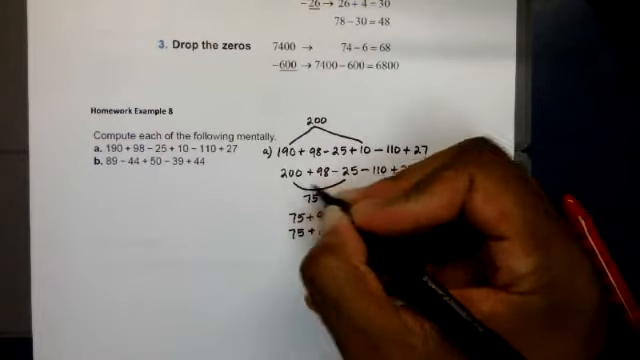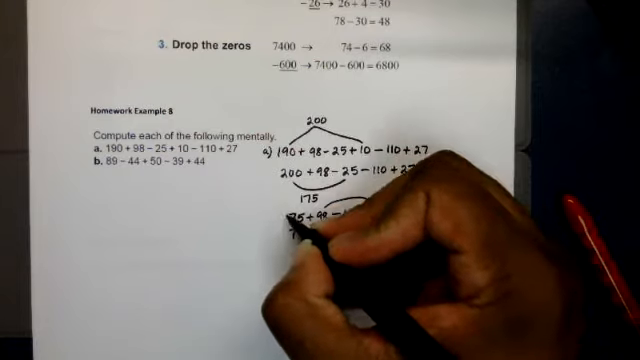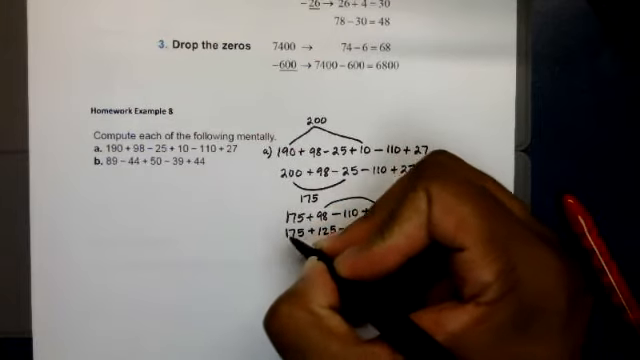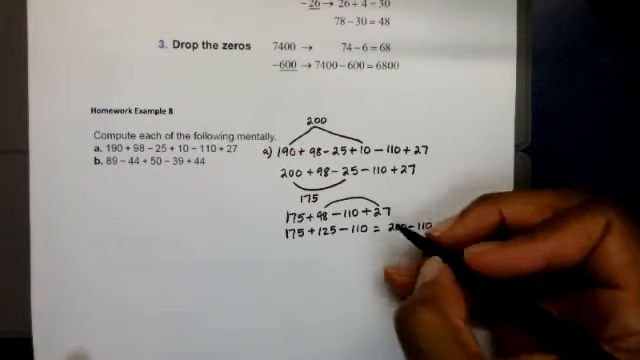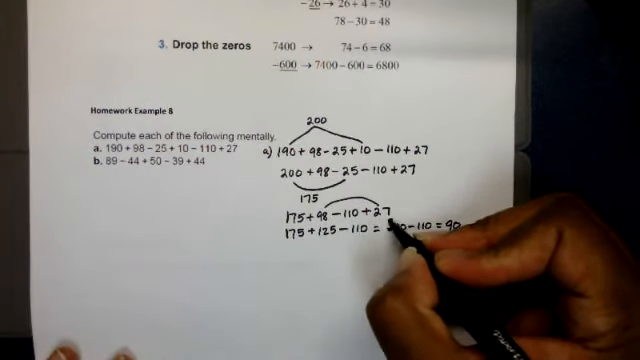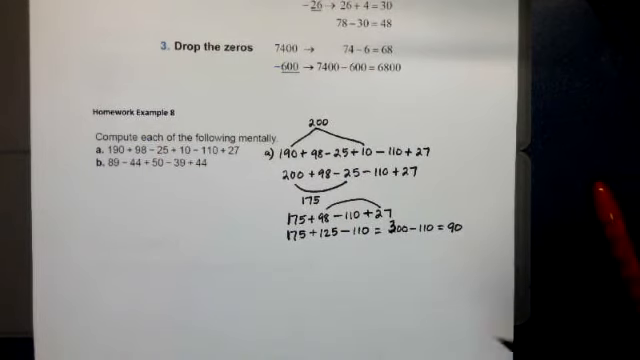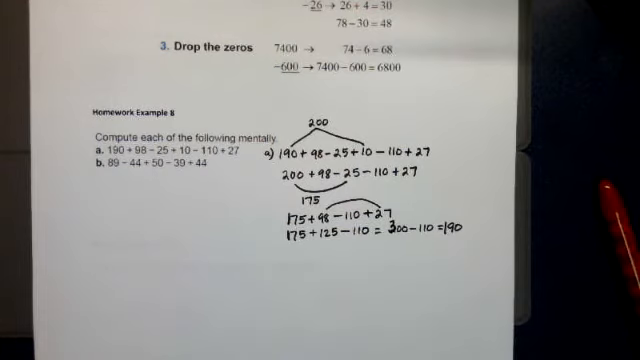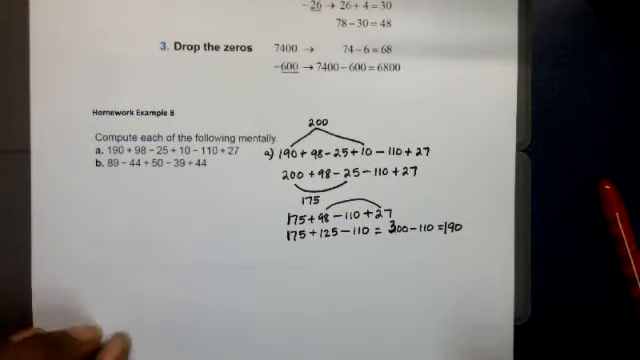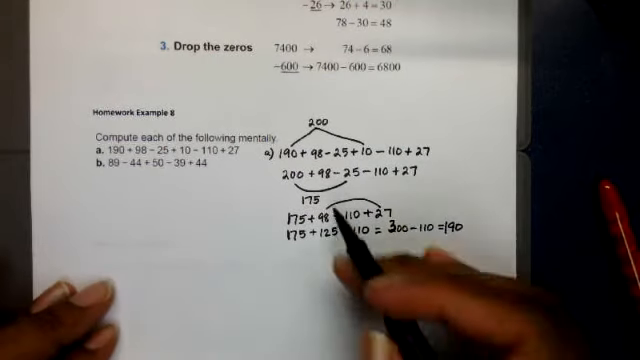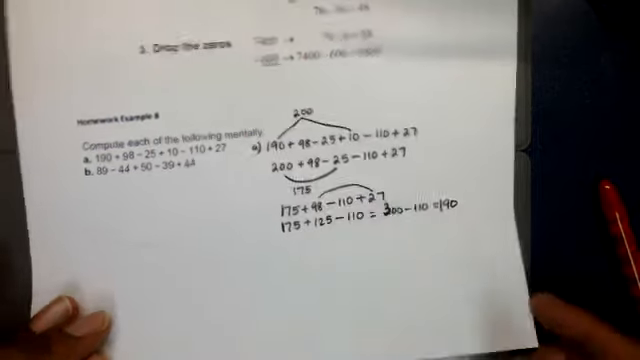I see why I messed up. 200 minus 25 is 175. So actually, this will be 300. And 300 minus 110 will give me 190. Okay. So that should be 190, because 200 minus 25 is just 175.